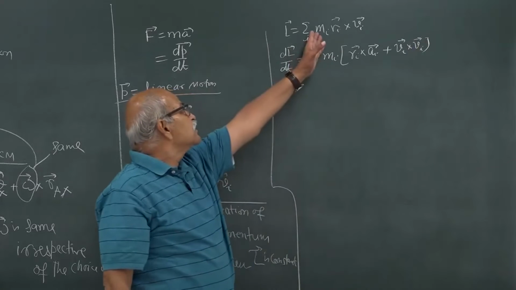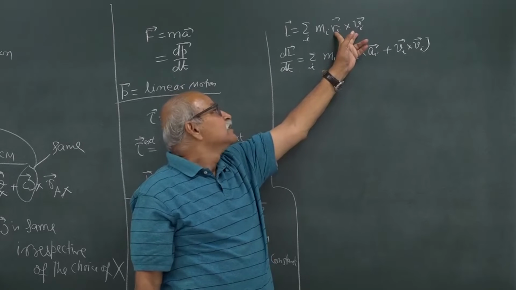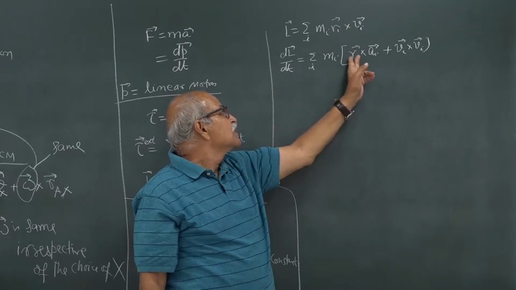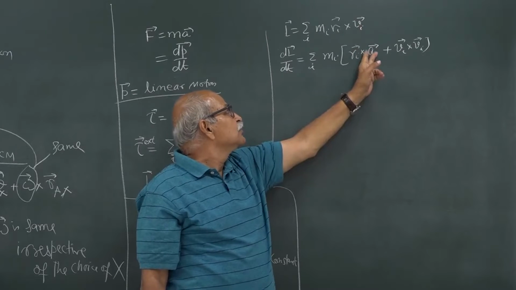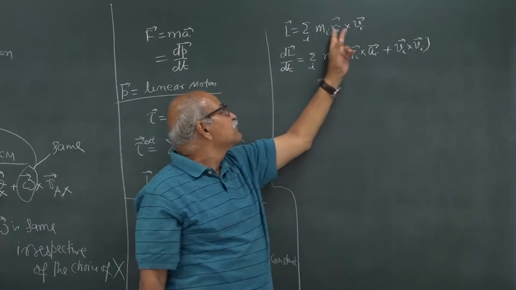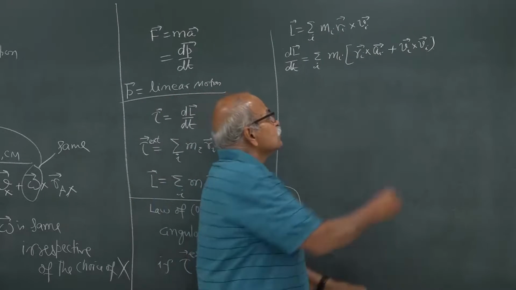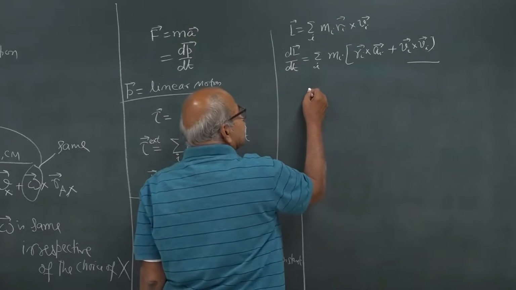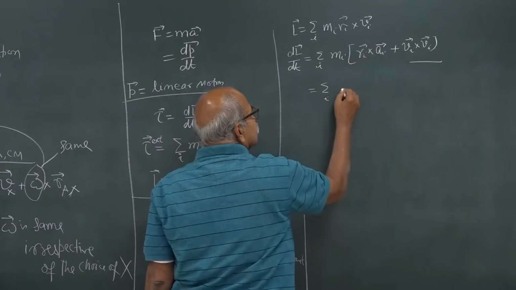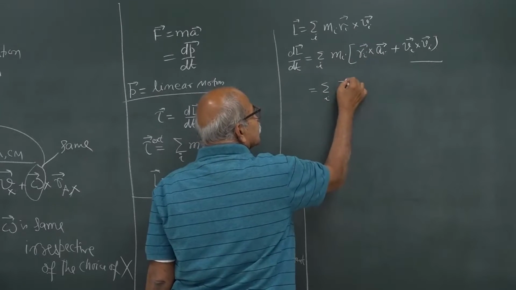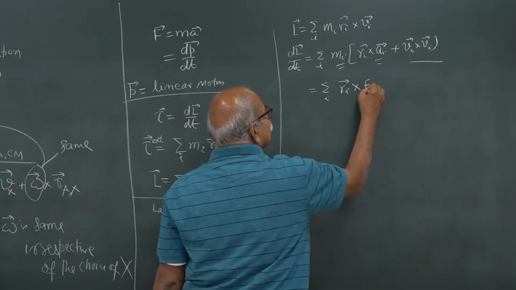All right. So, we are differentiating this expression, summation over i of mi, and now we have to differentiate this. Keep this ri as such and differentiate vi and you get ai, and then you keep this vi as such and differentiate the position vector ri, that gives me again vi. So, this part is 0. What I am left with is summation over i of ri cross mass times acceleration, which is the force on the ith particle.